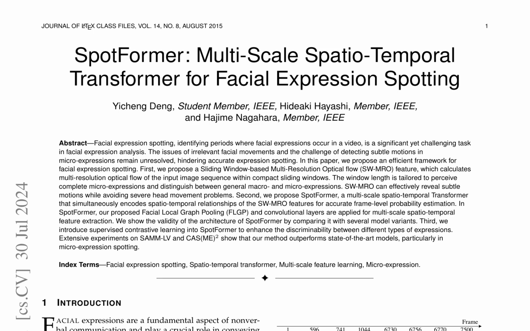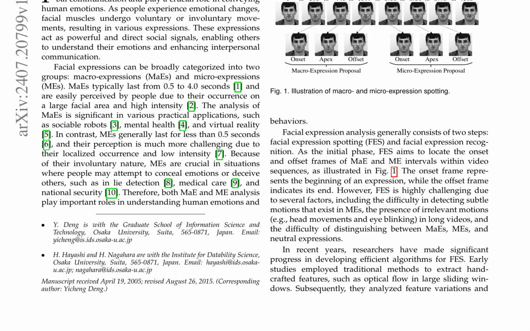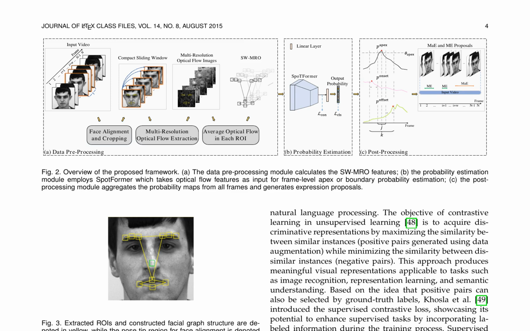The framework consists of a sliding window-based multi-resolution optical flow (SW-MRO) feature, which amplifies motion information while mitigating head movement problems. The window length is tailored to perceive complete micro-expressions and distinguish between macro and micro-expressions. SpotFormer, a multi-scale spatio-temporal transformer, is introduced to capture spatial relationships and temporal variations among different facial parts across frames from the SW-MRO features. SpotFormer employs a facial local graph pooling (FLGP) operation to extract multi-scale facial spatial features and learning-based temporal downsampling to extract multi-scale temporal features.